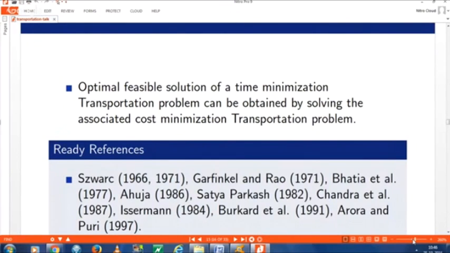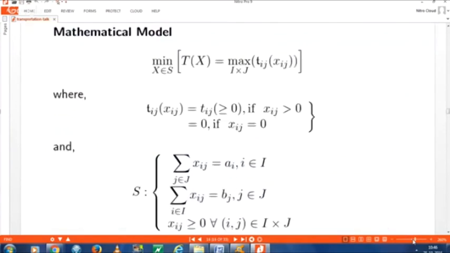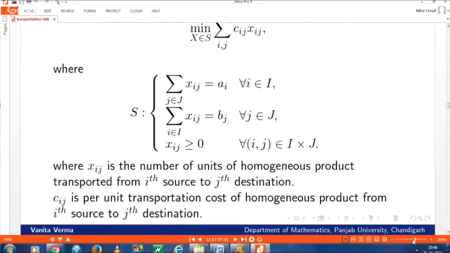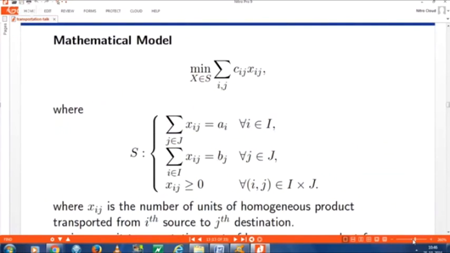But then, what do we mean by time minimization? What do we mean by cost minimization here? So let us come to the basics. Time minimization is just a variant of cost minimization. So once you understand how to solve cost minimization, you can go on to solving time minimization. So here Cij is the cost of transportation of 1 unit of that quantity from the ith source to the jth destination.